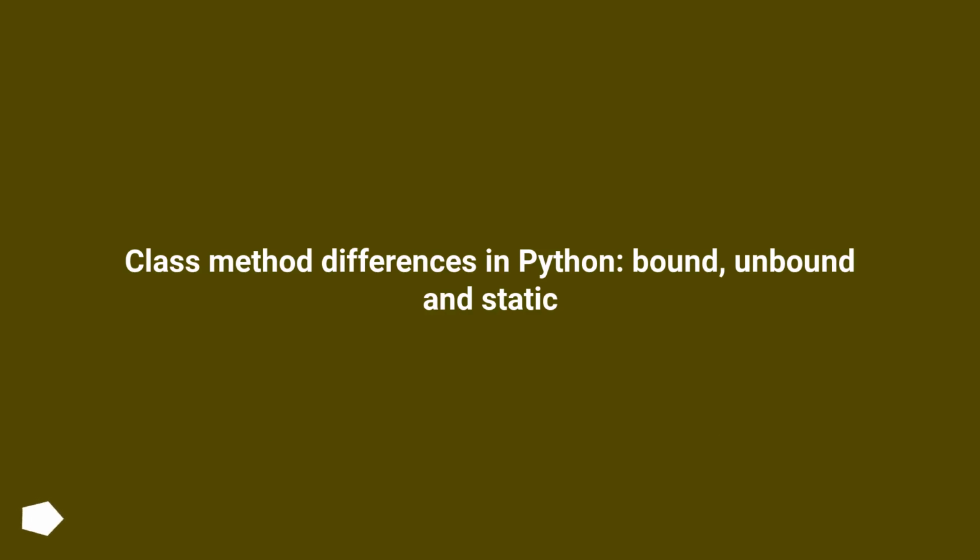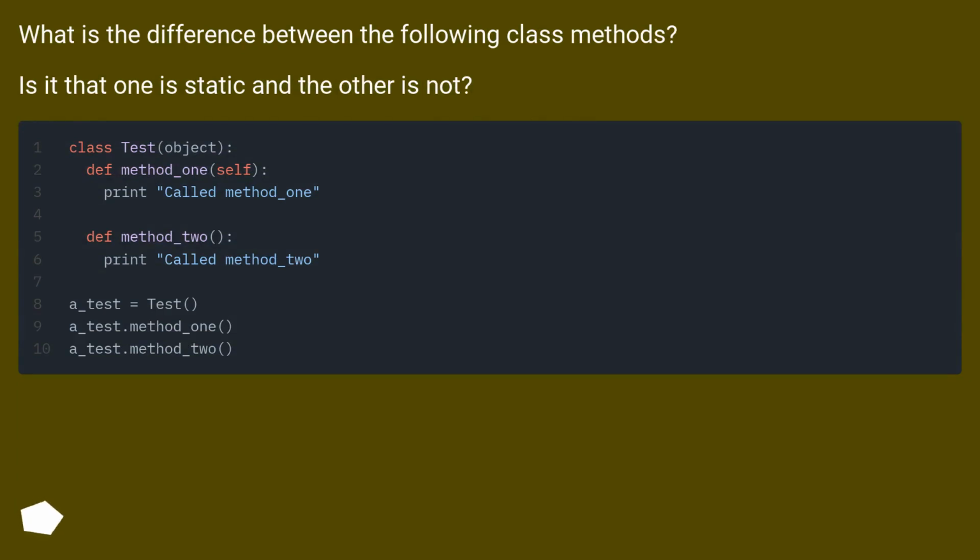Class method differences in Python: bound, unbound and static. What is the difference between the following class methods? Is it that one is static and the other is not?